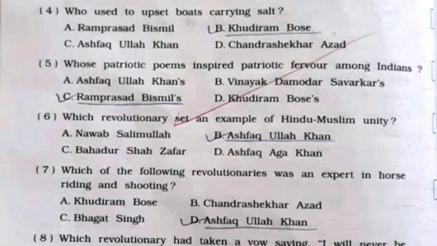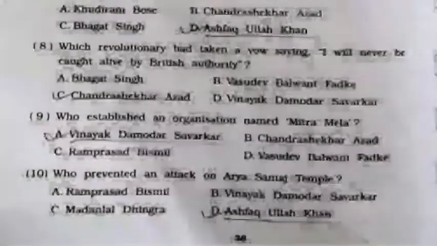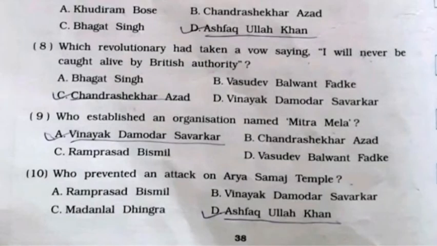Sixth one, which revolutionary set an example of Hindu-Muslim unity? It's option number B, Ashfaqullah Khan. Seventh, which of the following revolutionaries was an expert in horse riding and shooting? It's option number D, Ashfaqullah Khan. Eighth, which revolutionary had taken a vow saying, I will never be caught alive by British authority? It's option number C, Chandrasekhar Azad.